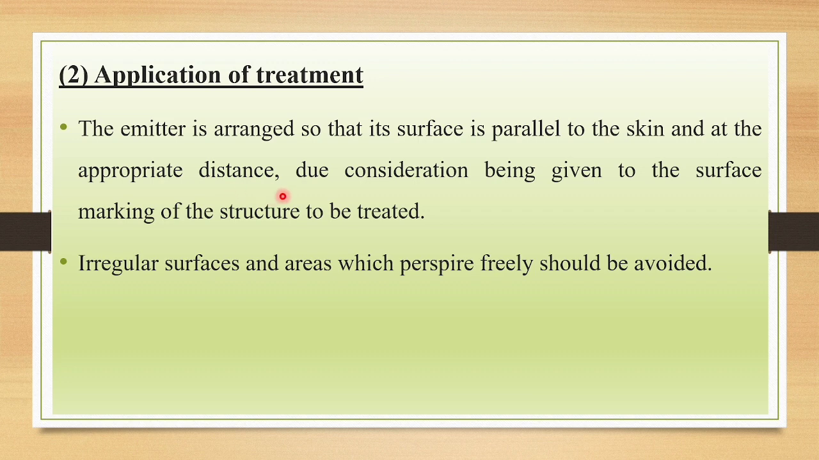distance. For small regions, it will be placed at 2 to 5 centimeters. And if the treatment area is larger, we will be keeping it at a distance of 5 to 10 to 15 centimeters. So this is how we will be keeping the applicator or emitter. And we need to avoid the irregular surfaces or areas which are perspiring or sweating frequently.